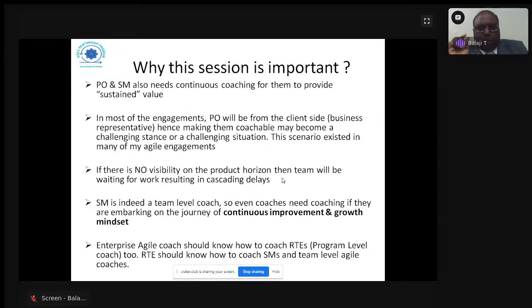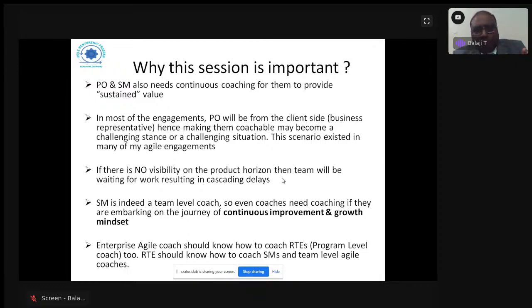Why is this session important? Even the product owner and Scrum Master need continuous coaching if they want to provide sustained value, because once in a while, anyone can succeed. But if I want to add continuous value to the team, the product owner and the Scrum Master need to be coached. In fact, from the corporate perspective, even team level Agile coaches and RTEs are coached by enterprise Agile coaches. So even coaches need coaching, right?